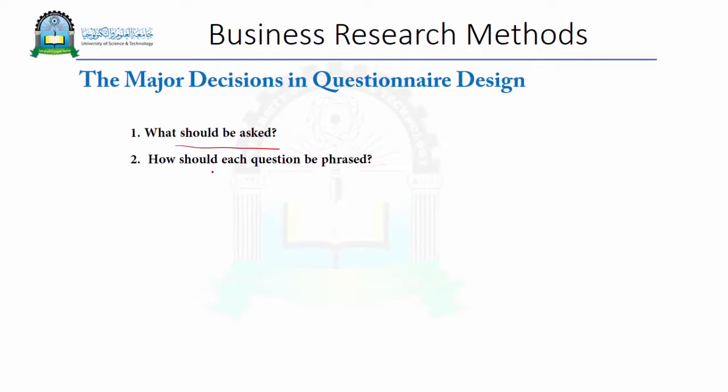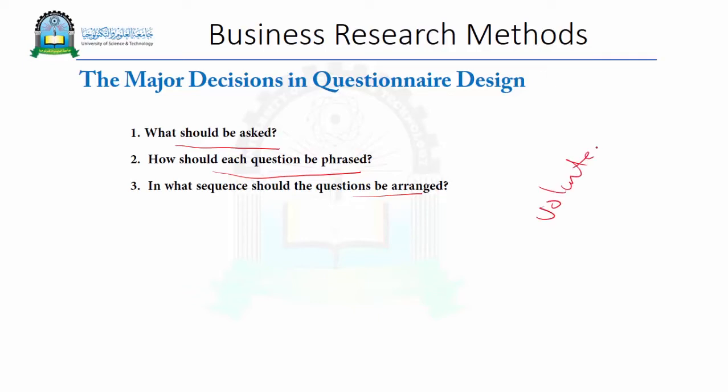The second question is, how should each question be phrased? Whether it's going to be in a form of open questions or fixed alternatives questions. The third is, in what sequence should the questions be arranged? This is also very important, the sequence from general to specific, easy to difficult, because remember, you are going to distribute the questionnaire to volunteers, to people who are not going to be paid for that. So you have to prepare an easy questionnaire, clear, and it's not going to burden them.